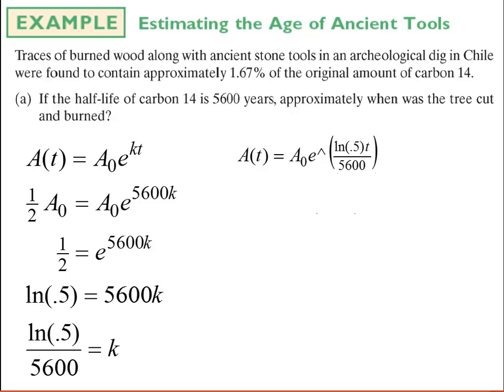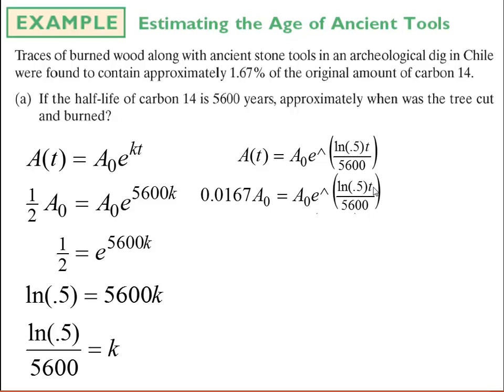I want to keep it exact. Now, to finish this one off, it says approximately when was the tree cut and burned. So when it was found, it had 1.67% of the original amount. So I'm going to take my original amount and multiply by 0.0167 because that's 1.67%. And I'm going to solve that equation for T.